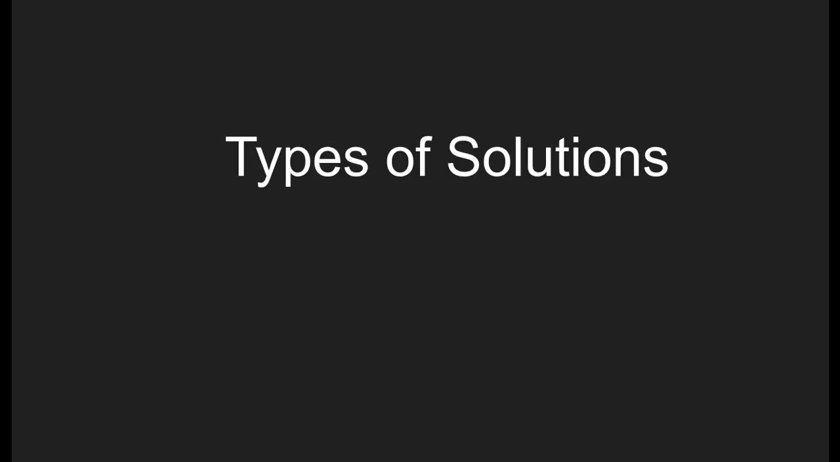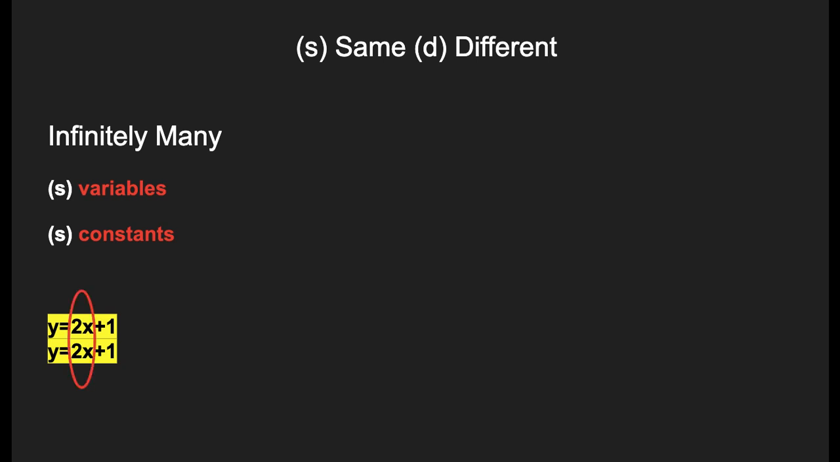So when talking about types of solutions with system of equations, we are going to use a naming convention using initials: S for same and D for different. So when we're looking at infinitely many solutions that have the same variables and the same constants, this is an example of a system of equations that will have infinitely many solutions, because here we see that our variables are the same of 2x, as well as our constants of a positive 1.